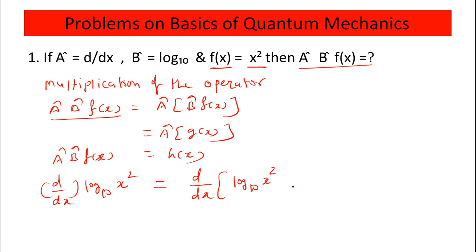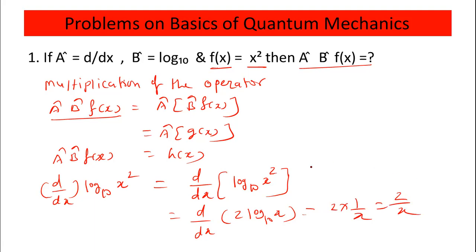So what is the answer of this? Log of x square is equal to, so we can write d by dx in bracket 2 log to the base 10 x. This is the answer here, 2 log to the base 10 x. Now let us do the derivative of this. The derivative of log of x is 1 upon x. So it is 2 into 1 upon x, equal to 2 upon x. This is the final answer here.